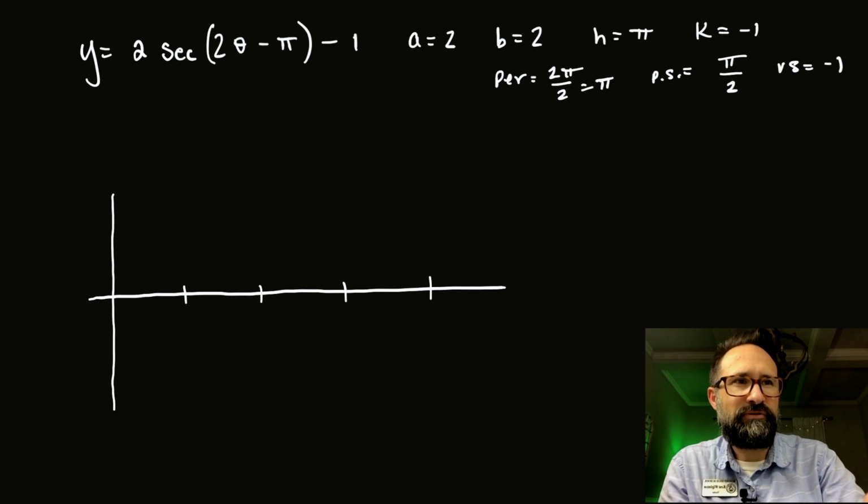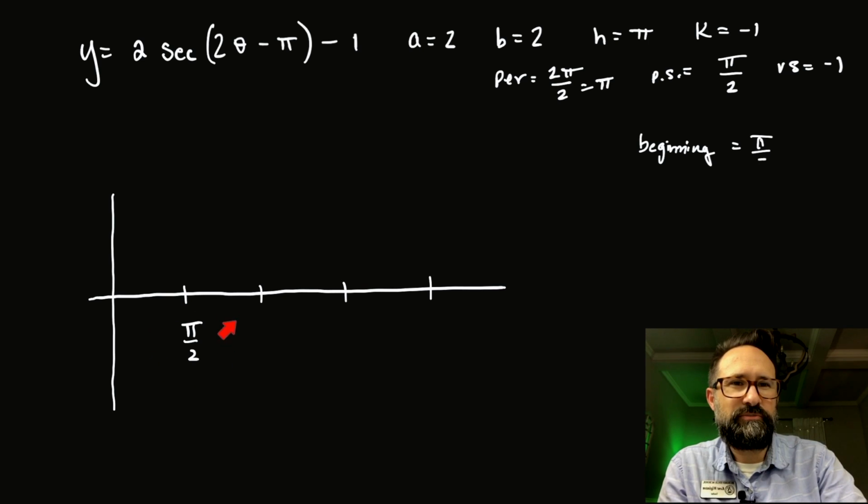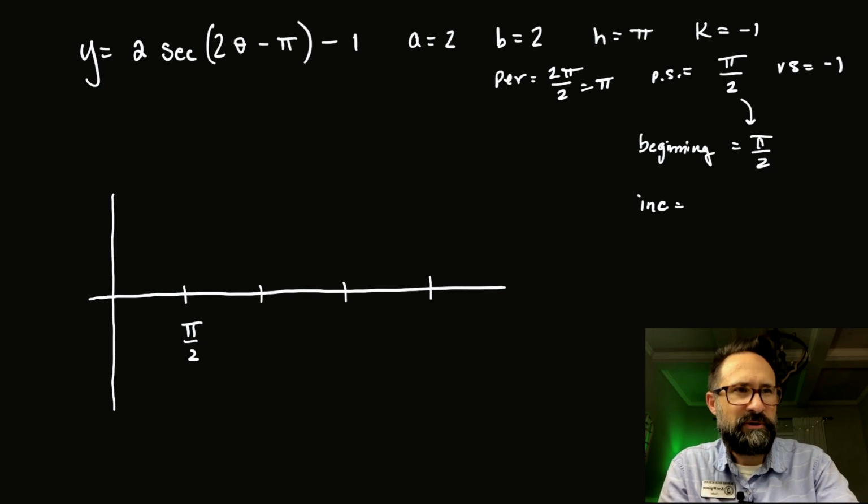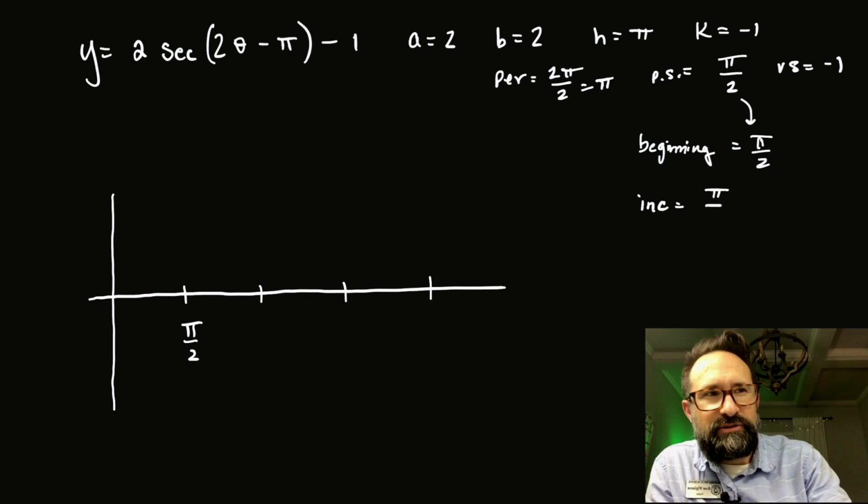Okay, so what I've done here is I've given myself a first mark. I'm going to add another one eventually. My beginning point is going to be my phase shift, just like it always has been with sine and cosine. So this is a good review for you if you can't remember that. And so I'm going to take my period, I'm going to divide it by 4 to get the increment.